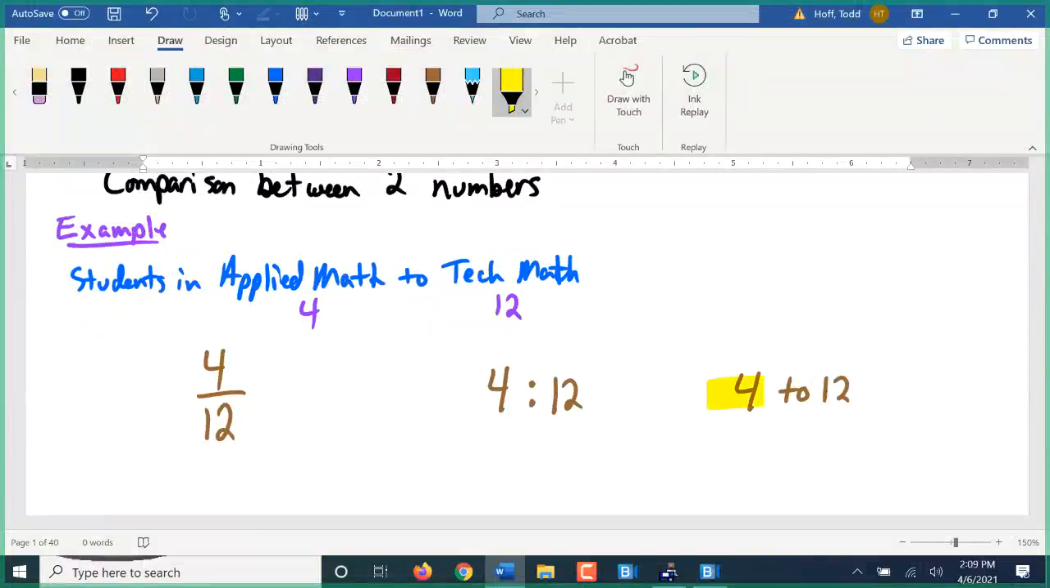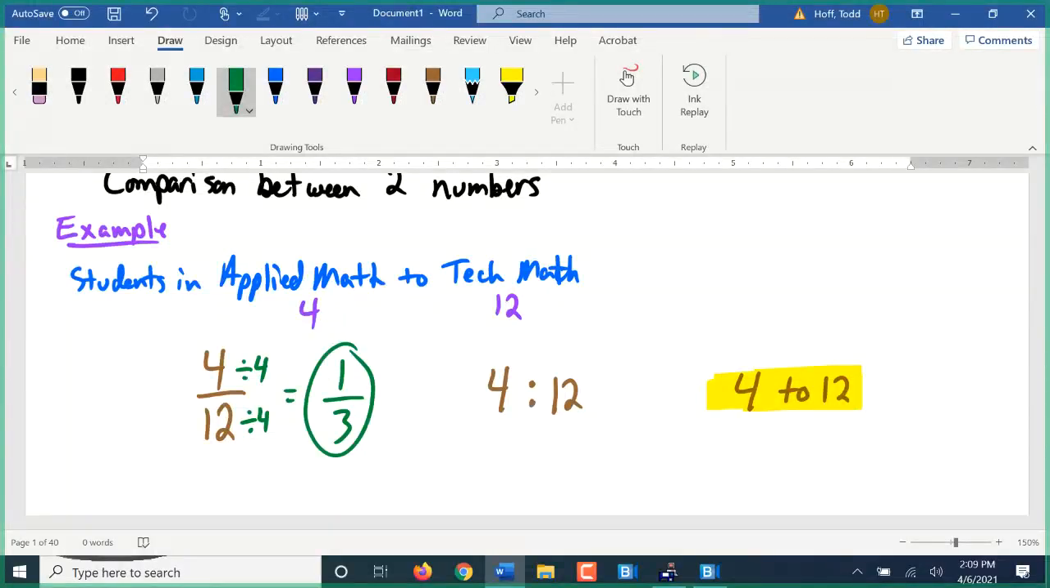Now there are some implications here that we'll talk about in a little bit. But let's go back to these other two forms. I like the fraction form because there are a lot of things we can do in the fraction form that we're used to doing with fractions. One is to reduce it. We know both 4 and 12 can be divided by 4. So 4 divided by 4 is 1, and 12 divided by 4 is 3. So we get a 1 to 3 ratio.